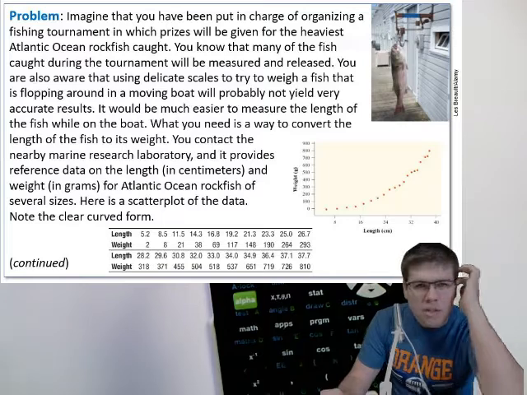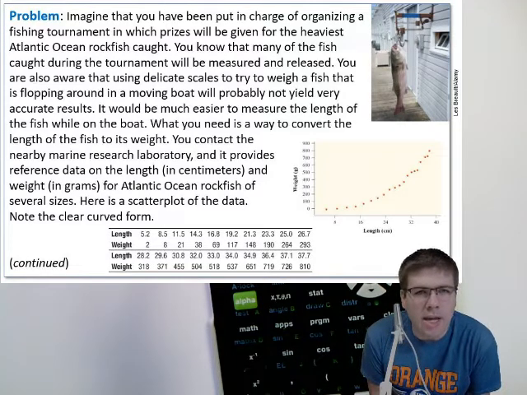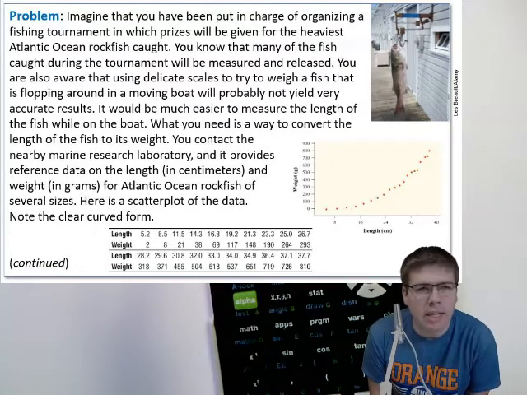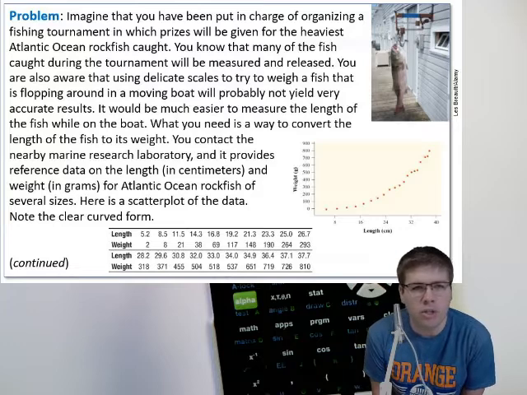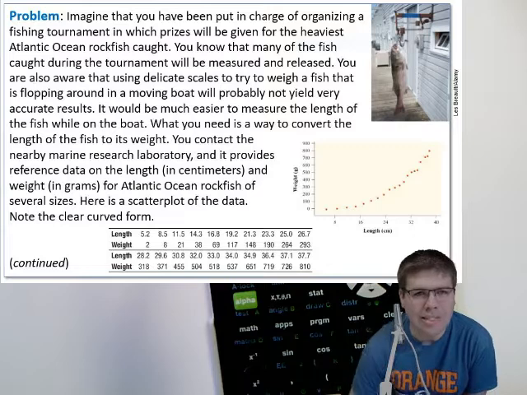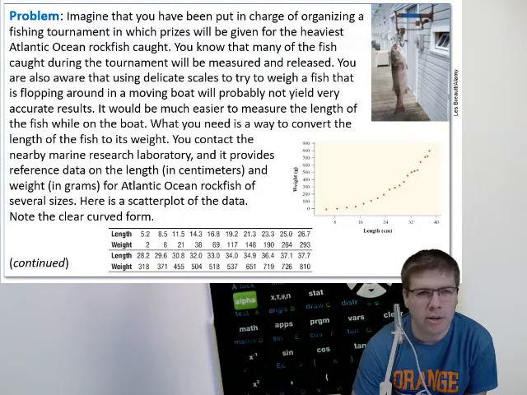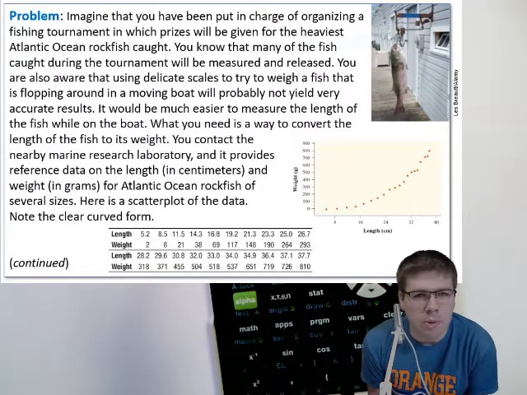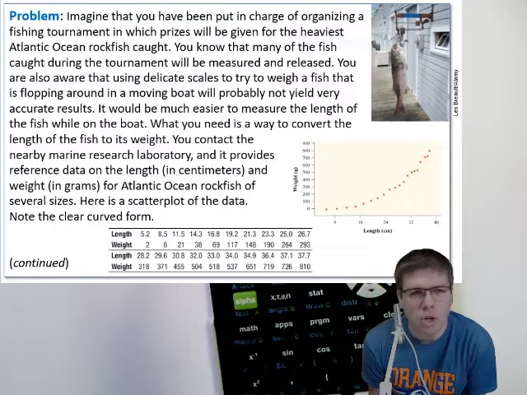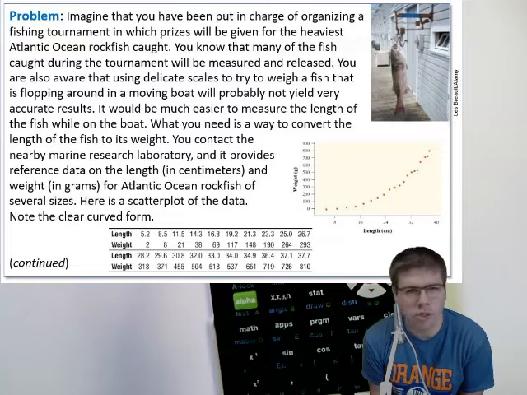Imagine that you have been put in charge of organizing a fishing tournament in which prizes will be given for the heaviest Atlantic Ocean rockfish caught. You know that many of the fish caught during the tournament will be measured and released. You are also aware that using delicate scales to try to weigh a fish that is flopping around in a moving boat will probably not yield very accurate results. It would be much easier to measure the length of the fish while on the boat. What you need is a way to convert the length of the fish to the weight.